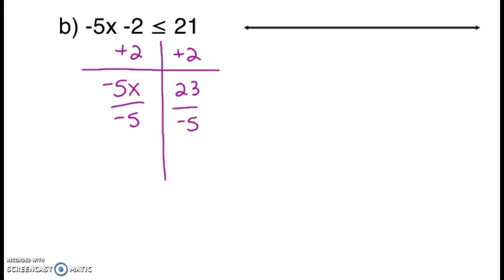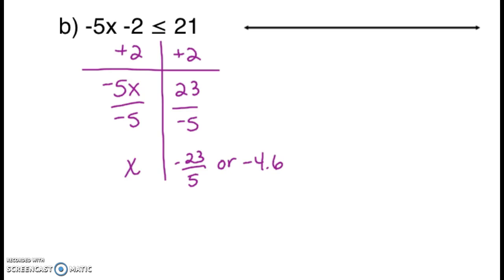Now, this doesn't go in evenly, and I usually prefer that you leave it just as a fraction, and it's common to put negative 23/5. But if you're having trouble interpreting that, you could put it in decimal form. It's negative 4.6. And on the left, I have x.